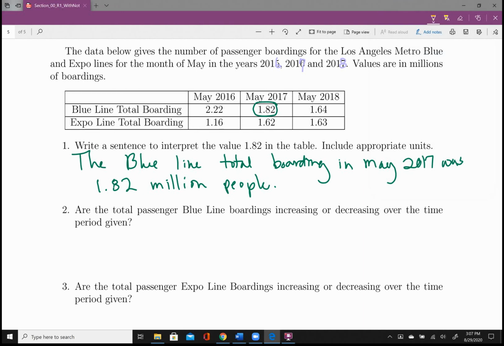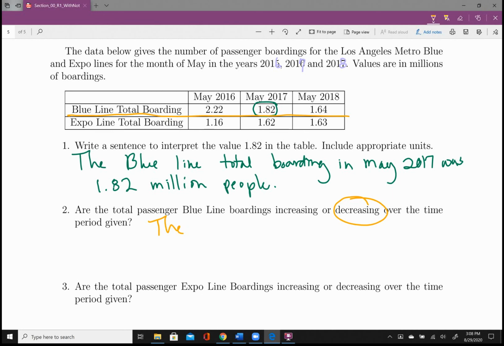Let's go this orange color. Are the total passenger blue line boardings increasing or decreasing over the time period given? Okay, so just focusing on blue line, that's this first row here that I'm underlining in this light orange color. We go from 2.22 million, 1.082 million, 1.64. So it looks like we are decreasing, right, over the time period given. And that's all they're asking. They're saying, are they increasing or decreasing? So I'll just say the blue line boardings are decreasing over the time period given.